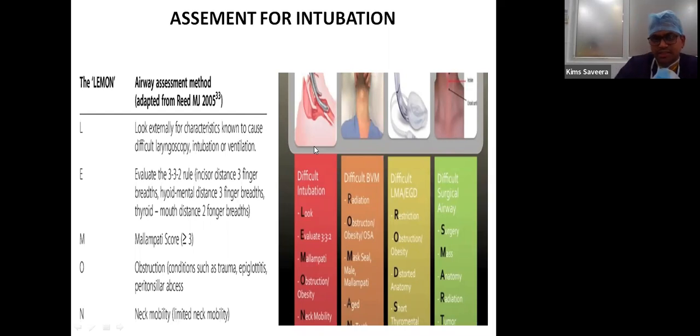We have other assessments also for difficult intubation. This is the LEMON: Look, Evaluate, Mallampati, Obstruction, and Neck mobility. For difficult bag mask ventilation: radiation, obstruction, obesity, OSA, or mask seal, or male patient, and Mallampati grade 3 and grade 4, or age and neck trauma. And difficult intubation with laryngeal extraglottic devices like LMA: restricted mouth opening, obstruction, distorted anatomy, and shorter thyromental distance. Difficult surgical airway: previous surgeries, or mass, or anatomical difference, or radiation and tumors.